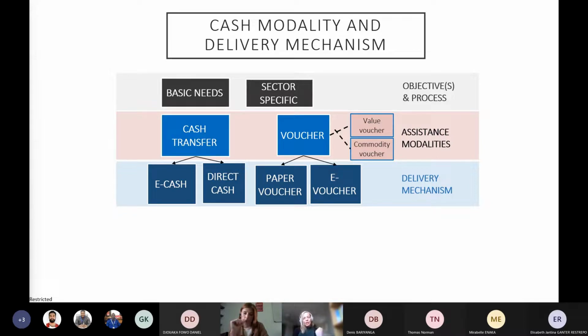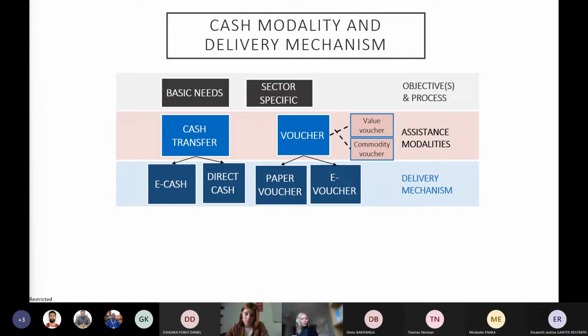So cash transfers either through electronic cash, so mobile phones, bank transfers, maybe we have a point of service terminal where they can go to different stores as well and cash out. Or you have direct cash, meaning that we as the organization are distributing cash on a distribution site and giving it out to people.